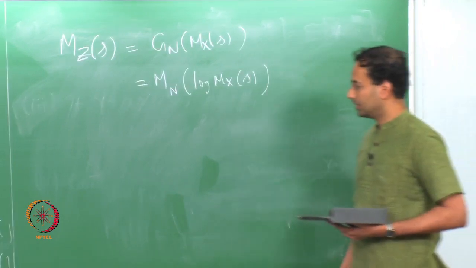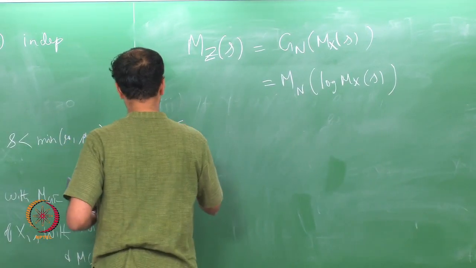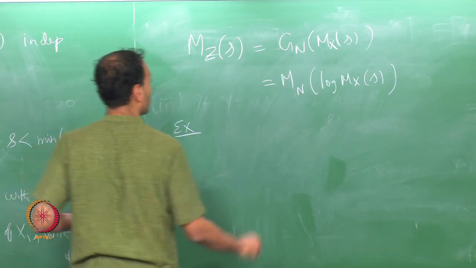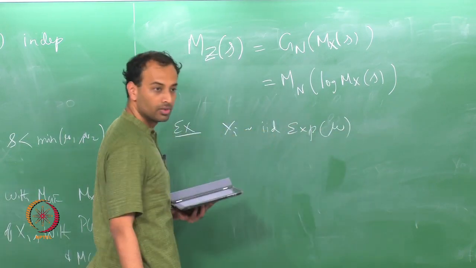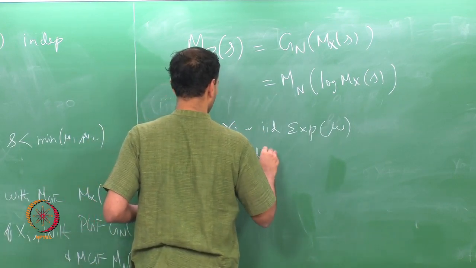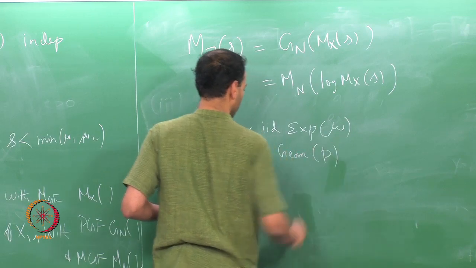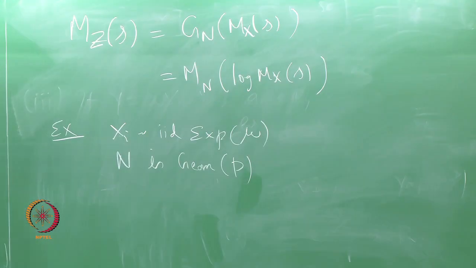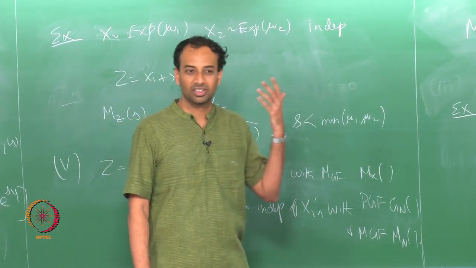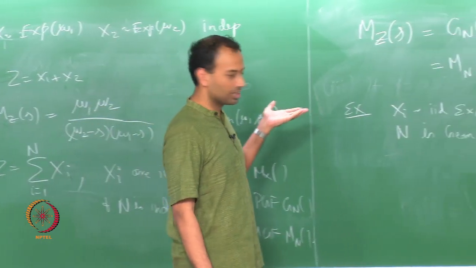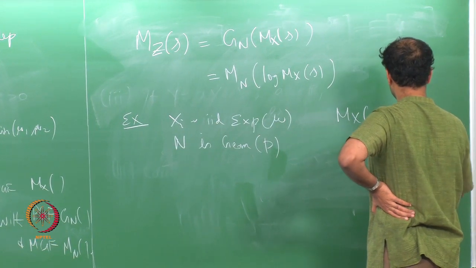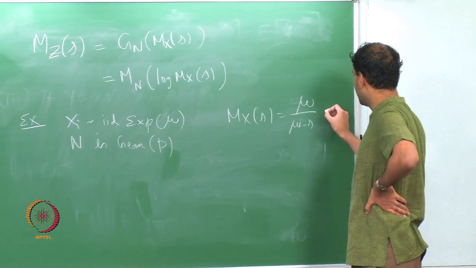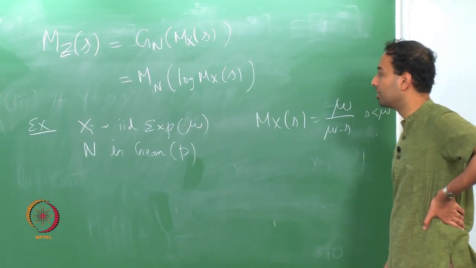This is fine. This formula is most useful in an example of the following kind, where the X_i's are IID exponential with parameter mu, and N is geometric with parameter p. I think we considered this example earlier, where you had a geometric sum of exponentials, and what we did there is just brute force it, wrote out the whole thing and figured out the answer. Here you will get a very explicit answer, because M_X(s) is mu over mu minus s, where s is less than mu.